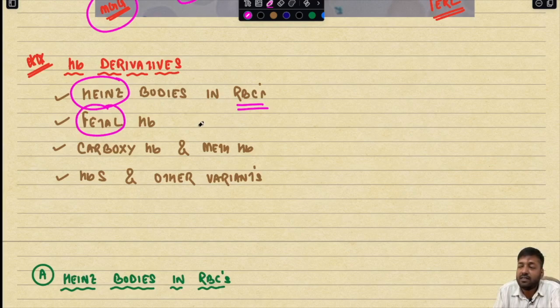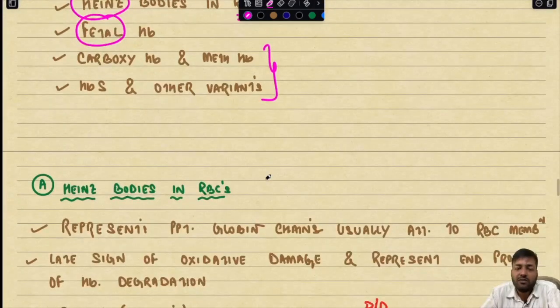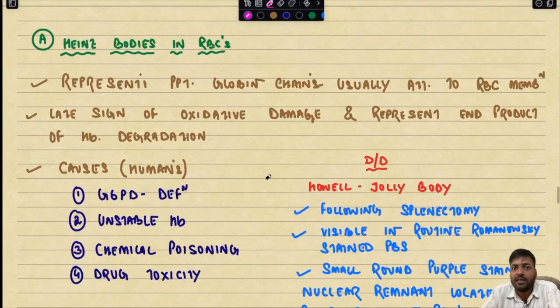Okay, the RBCs containing the fetal hemoglobin or HbF. And others are carboxyhemoglobin, methemoglobin, and highlighting HbS and other variants. So first we will read about highlighting the Heinz bodies in the RBC. So first you have to understand what a Heinz body is.